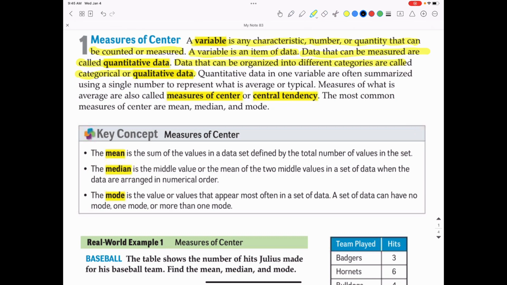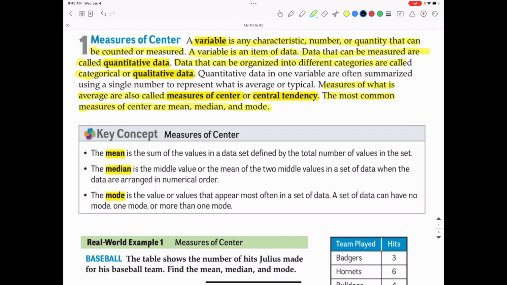So again, quantitative data is a piece of data that can be described using a number, whereas qualitative data is put into categories. What is commonly known as the average is also called measures of center or central tendency, and the most common measures of center are the mean, median, and mode.